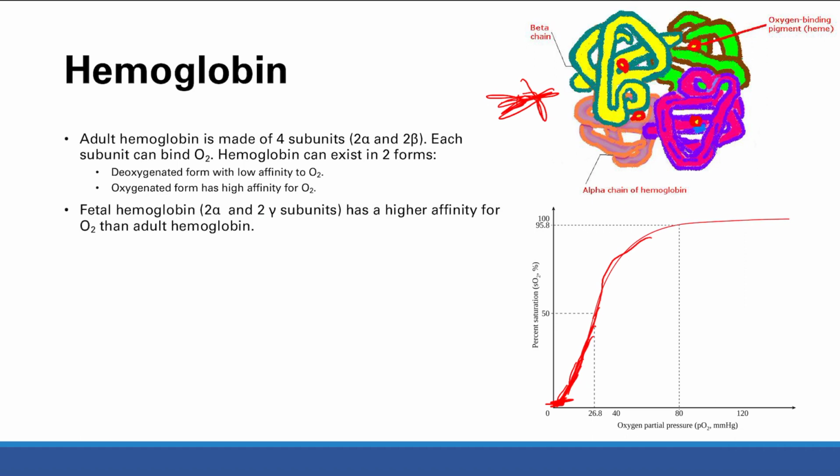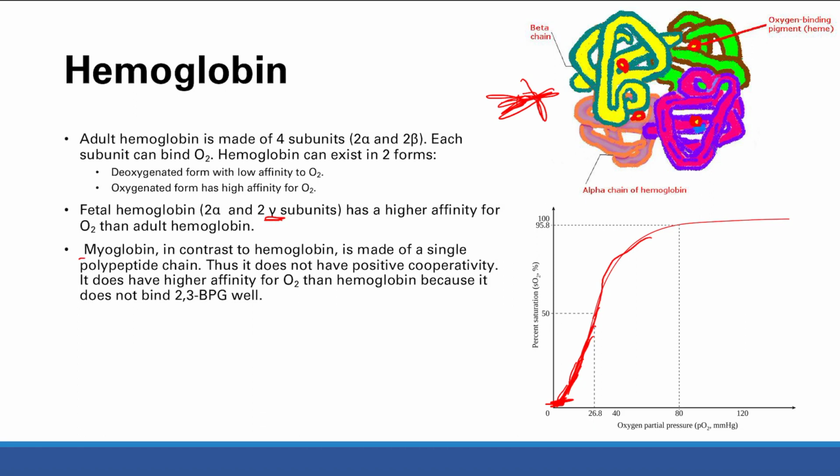Now if you look at fetal hemoglobin, this one is made up of 2 alpha and 2 gamma subunits. So the difference here is the gamma instead of the beta. This one has a higher affinity for oxygen than adult hemoglobin. So why would you want a higher affinity for the fetal hemoglobin compared to adult hemoglobin? This is because you want to facilitate oxygen going from the placenta, from the mother, to the fetus, which is the fetal hemoglobin. So if you want oxygen to go from mother to fetal hemoglobin, then you want the fetal hemoglobin to have a higher affinity for oxygen.